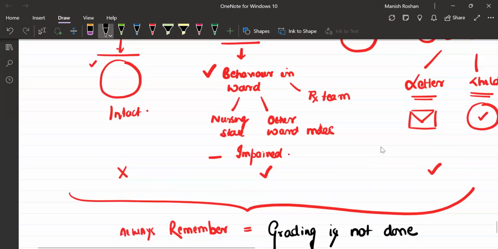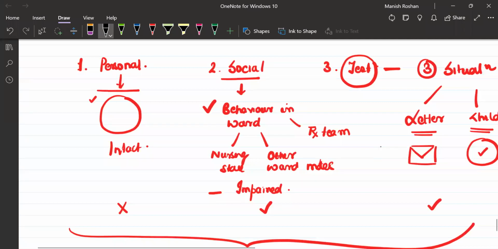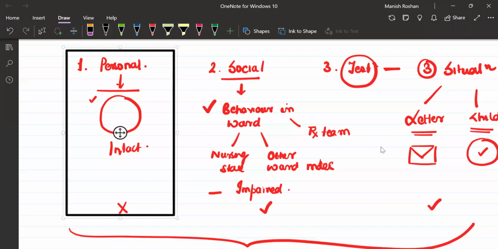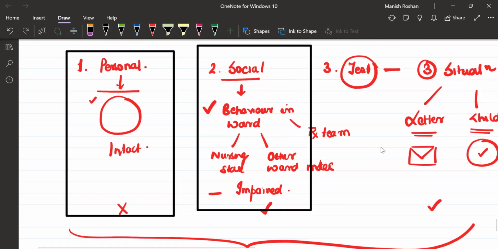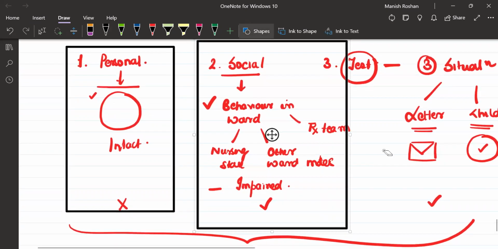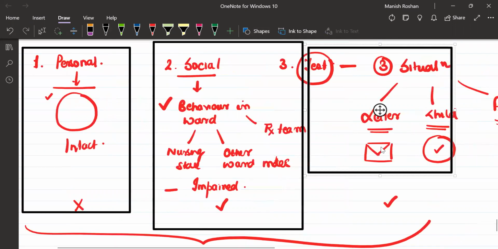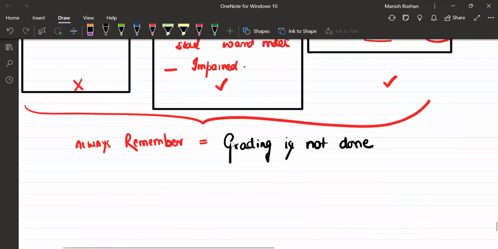If the patient is wrong in any of these three, be it the personal, be it the social, or be it the test. If the individual has failed in any of these three, you have to label it as impaired judgment. Okay, remember this.